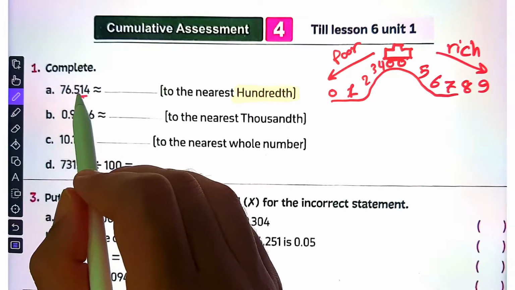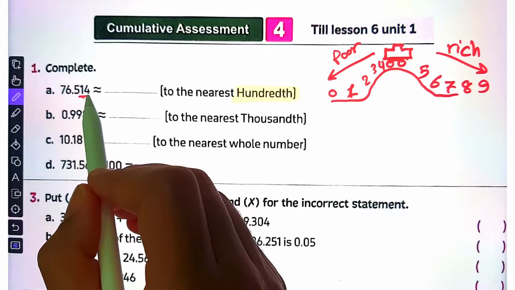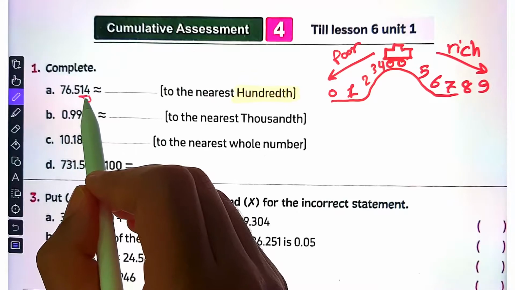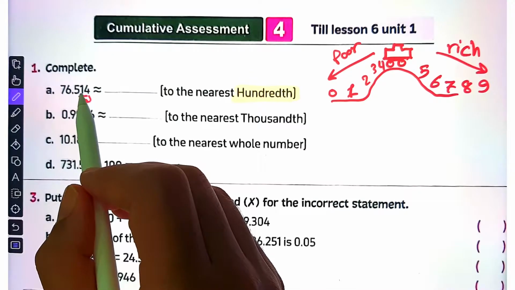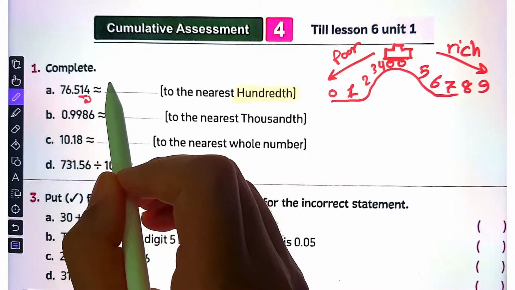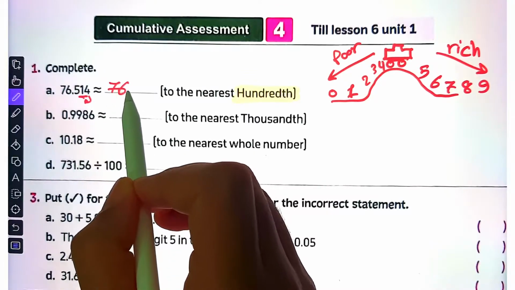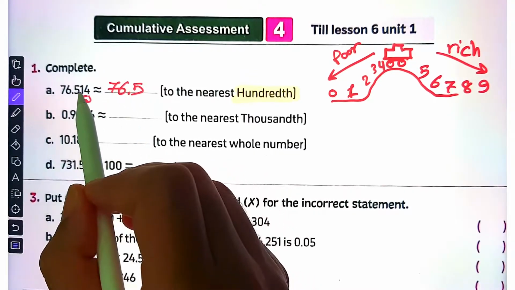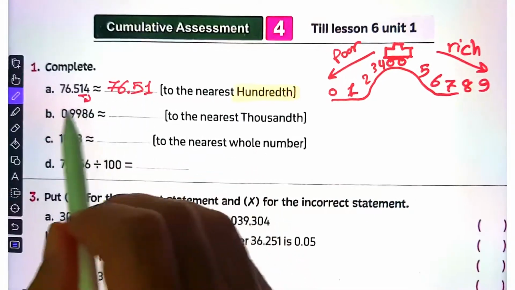We will underline 1 and we'll look at 4. 4 is a poor number, so it can't give 1 any more digit. So the answer will be 76.5, and this one will be as it is. Let's move to the next.